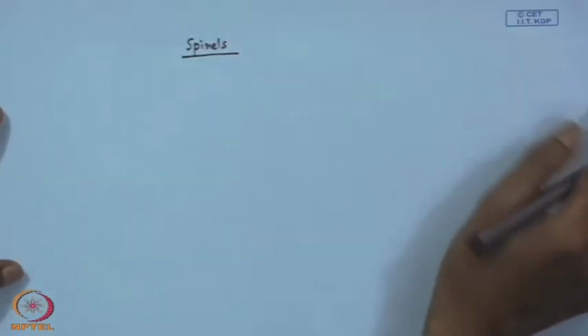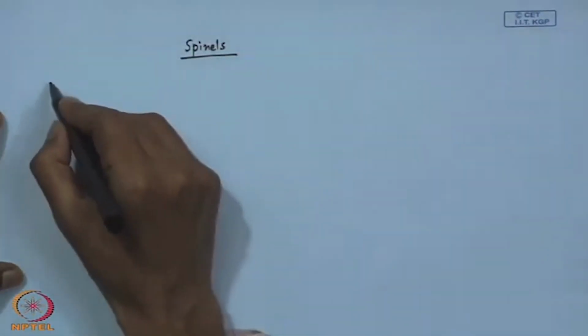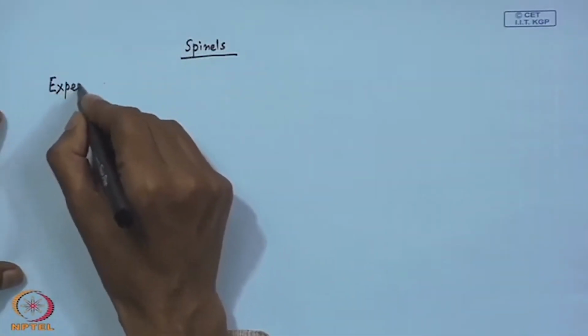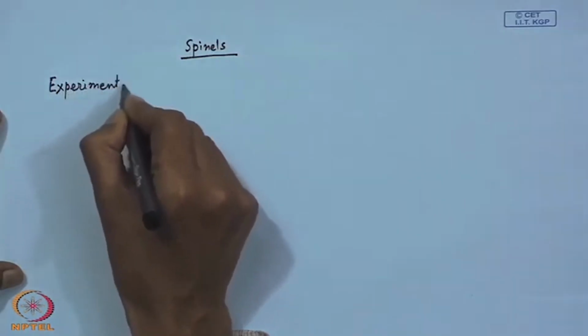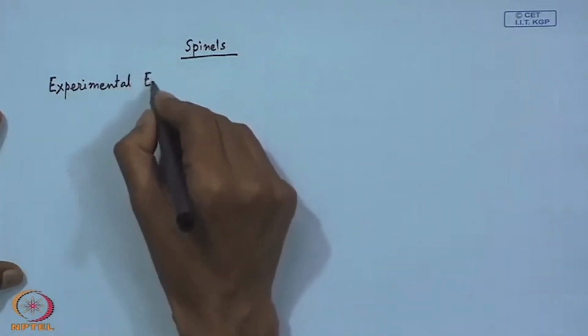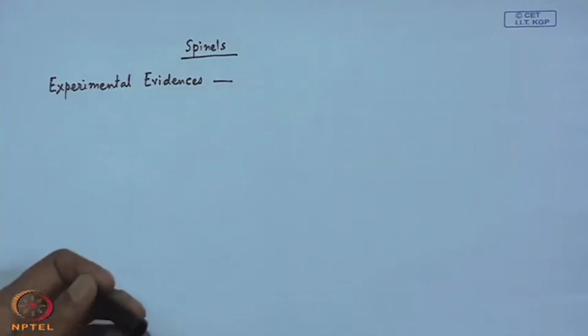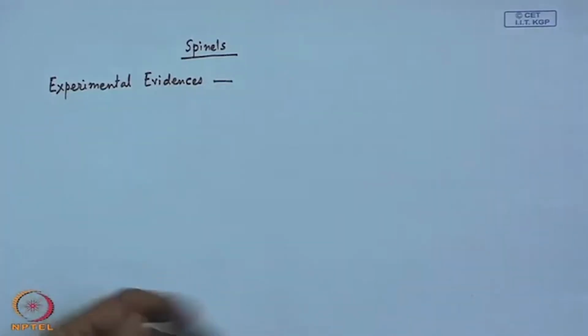Good evening, everybody. Today we'll just go for some more examples of those solid state compounds we are talking about, that means the spinels. Some remaining examples of these spinels, and what are the experimental evidences we can have for basically the typical crystal field splitting.